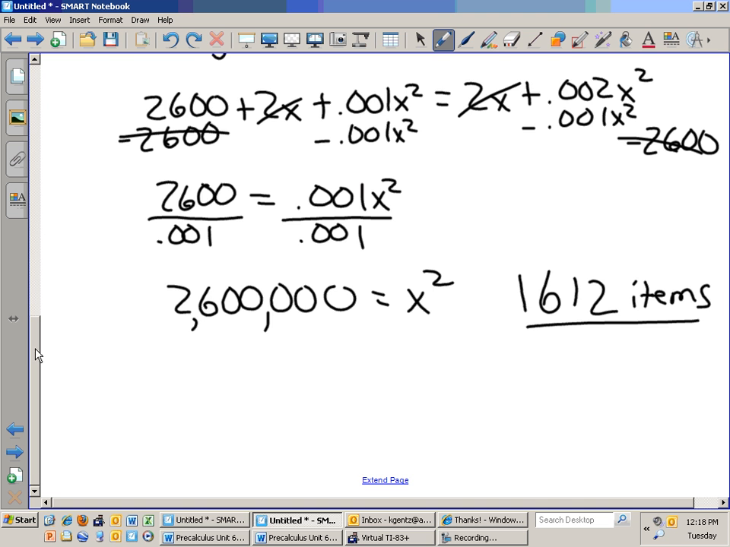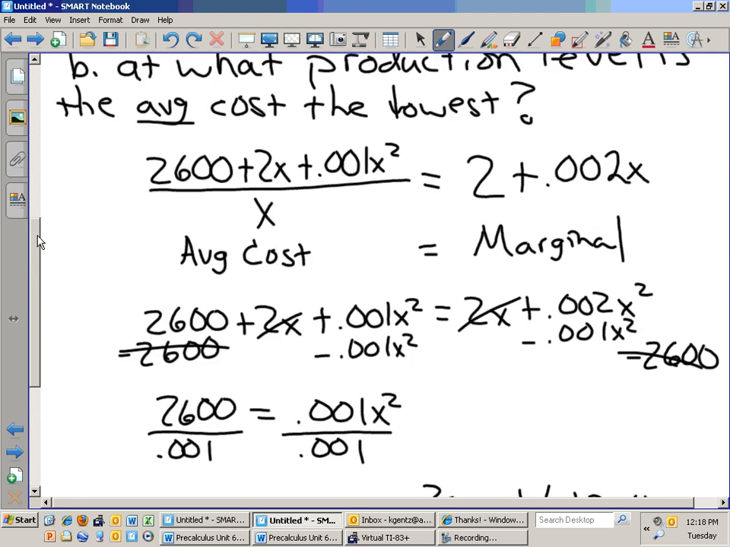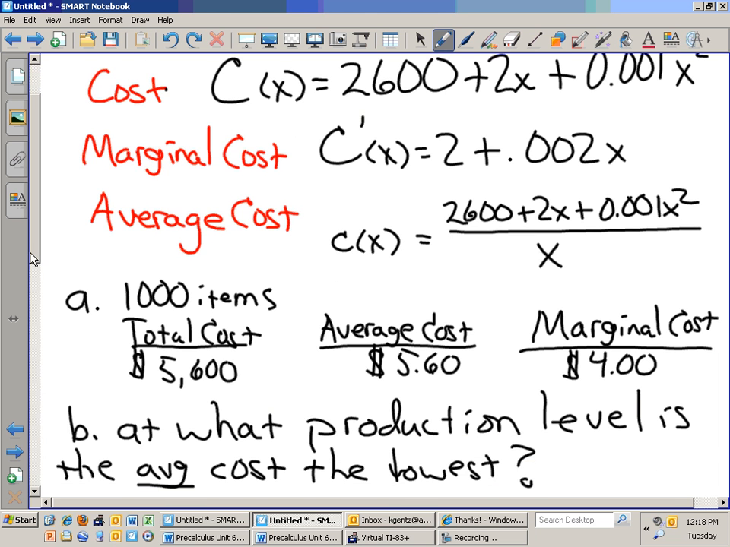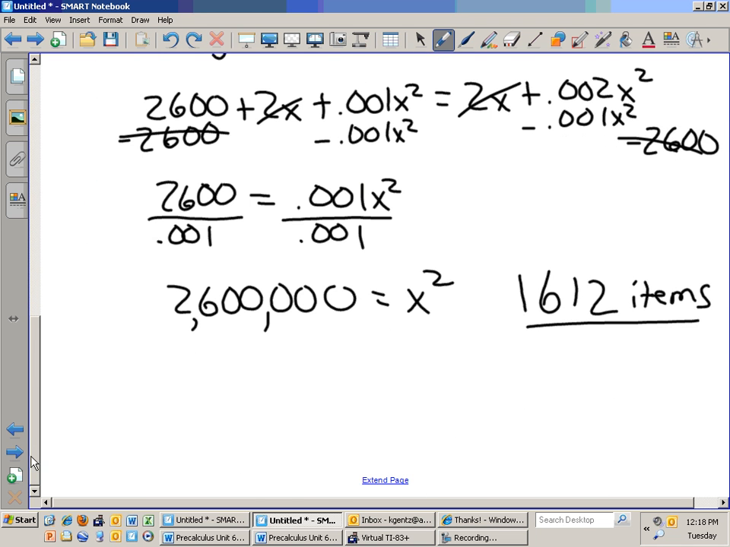If they then ask the question, how much would that cost you total? What would you do? You plug that into your total cost. What if they said, what's the marginal cost of that? You plug it in there. What if they said, what is the average cost of producing that number? You'd plug it in there. And again, the marginal cost and the average cost should be the same. That's exactly what we solved for. That's the process, okay?